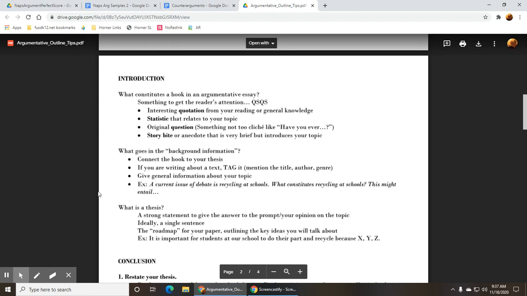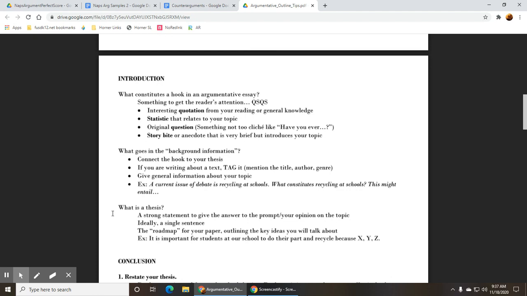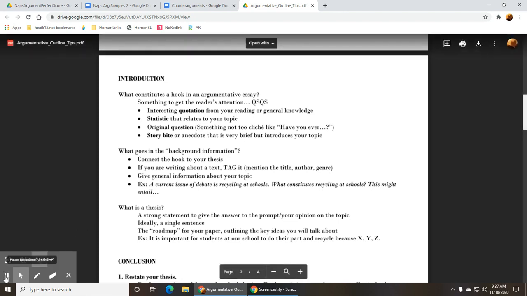And the last step of your intro is your thesis, which is a strong statement which gives the answer to the prompt provided, your opinion or stance on the topic. Ideally, this is one sentence, so you want to keep it very clear, short, and concise, while still outlining the key ideas you're going to talk about in your essay.